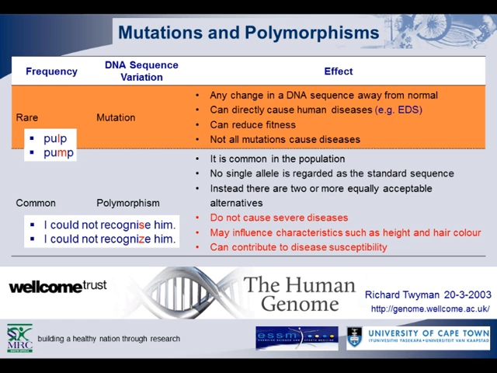Polymorphisms may contribute not to severe diseases, but may influence characteristics such as your height, hair color, eye color, and also susceptibility to disease. Whereas if you've got a mutation, you're most likely to get a particular disease, such as your inherited conditions. An example is Ehlers-Danlos syndrome.